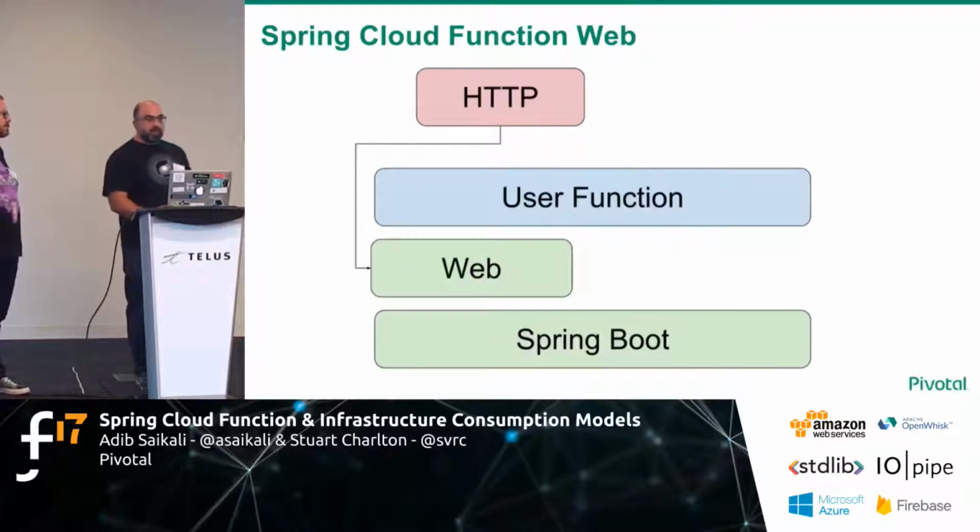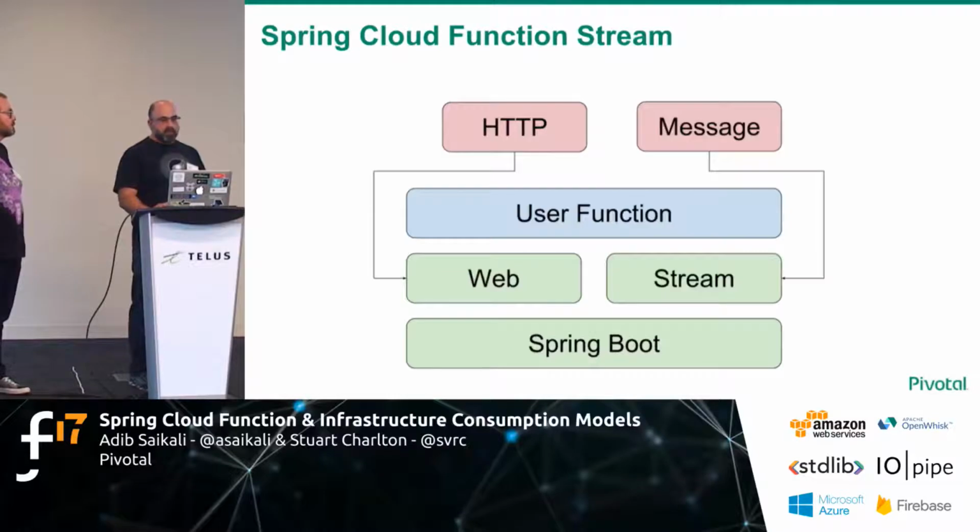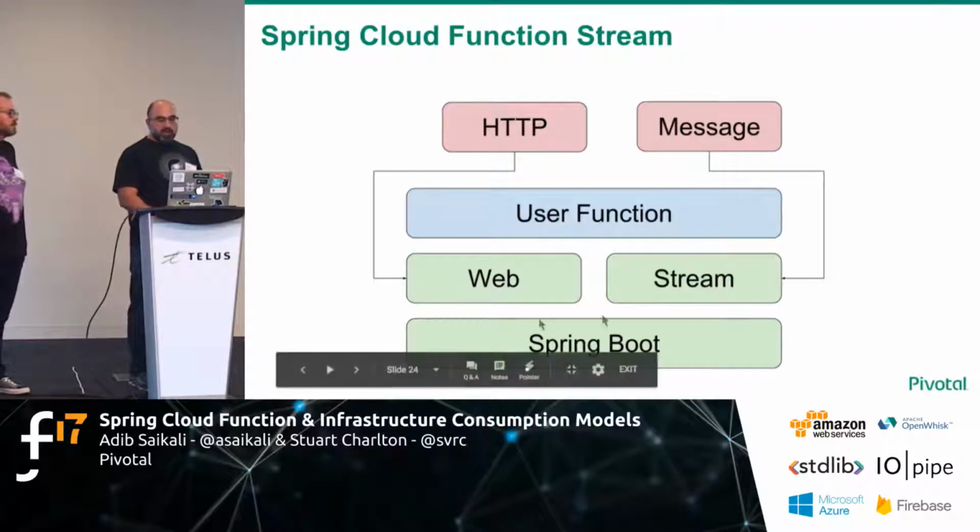So basically what happened was that my code was getting the HTTP request. It was going to Spring, which was then sending it to my function bean. Similarly, when I added stream, I was getting it via the stream. Right?